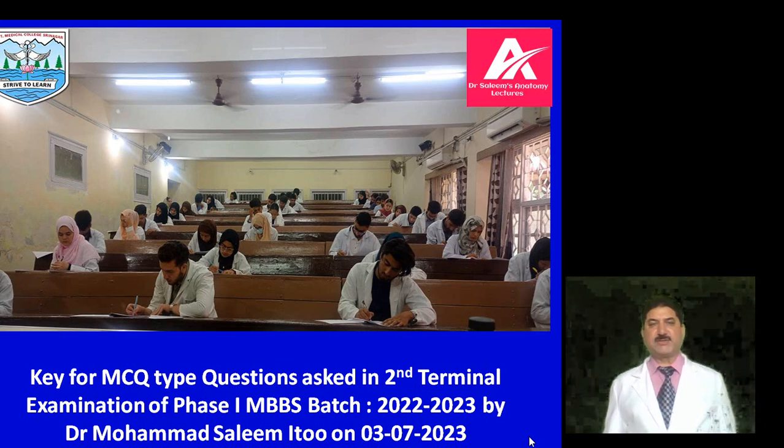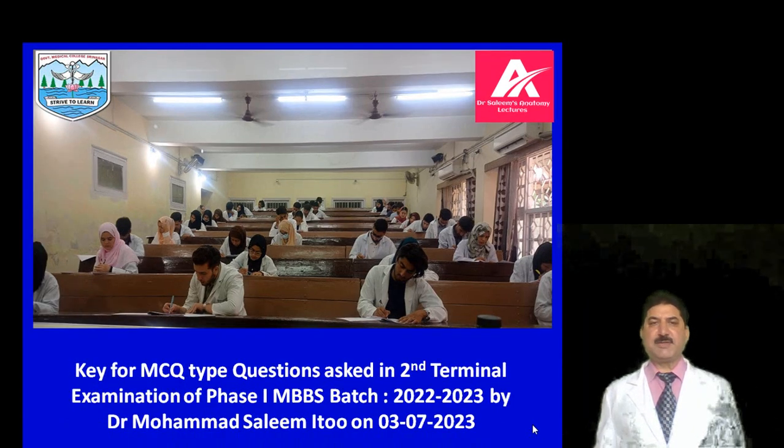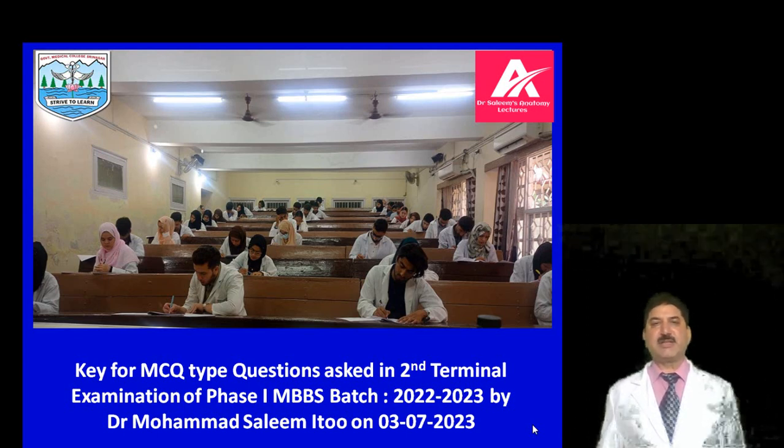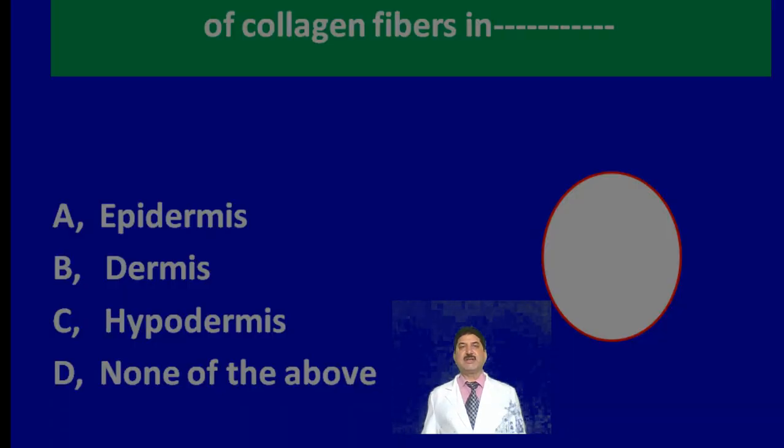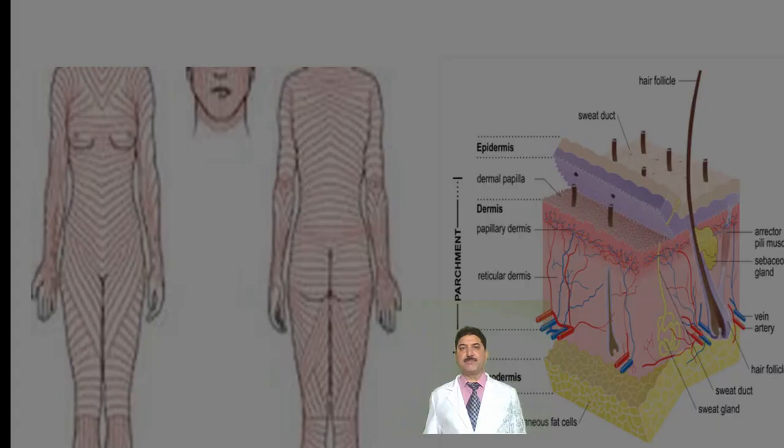Good morning, students. In this brief session, I'm going to answer the questions which were asked in the second terminal examination. The first question is, Langer's lines are due to arrangement of collagen fibers in: epidermis, dermis, hypodermis, none of the above. B is the correct option.